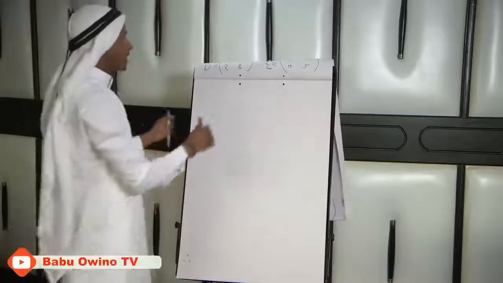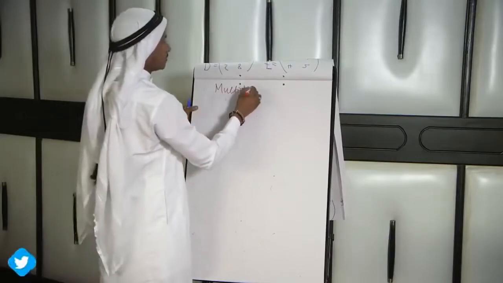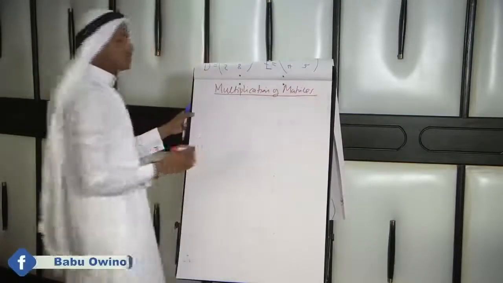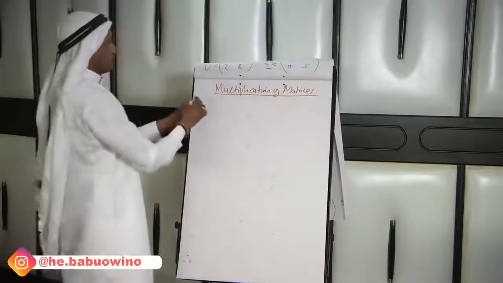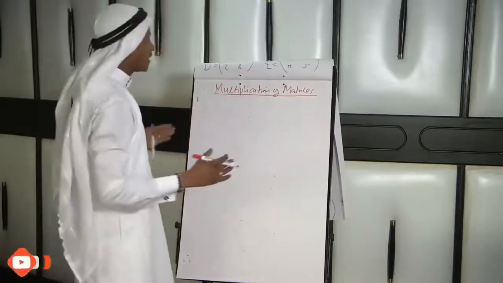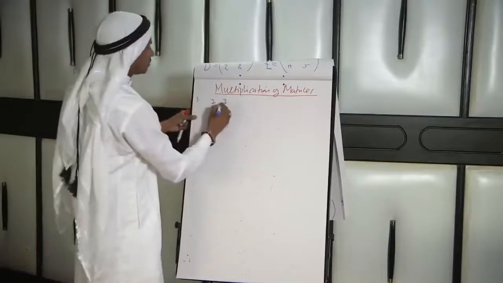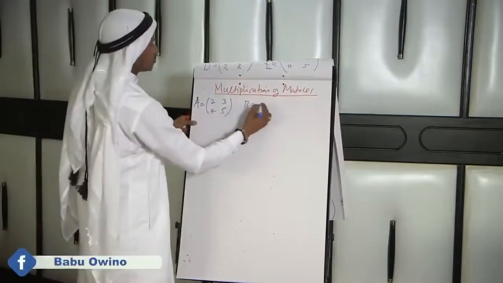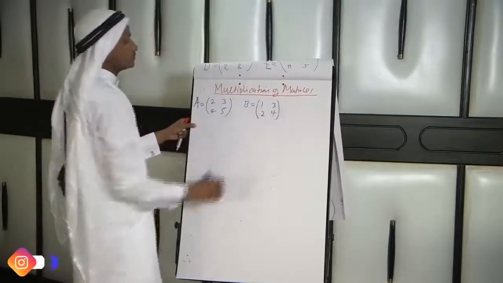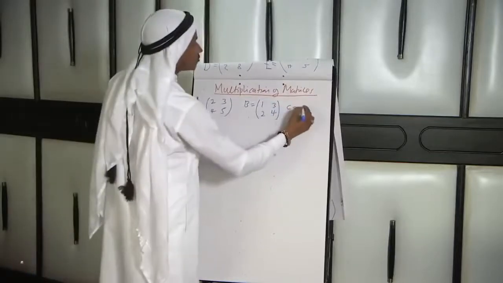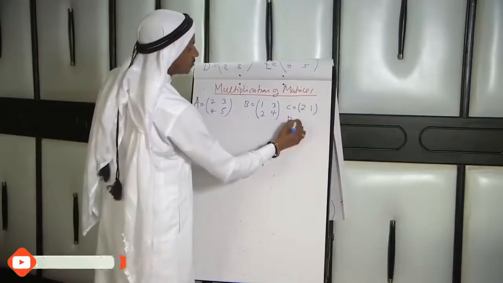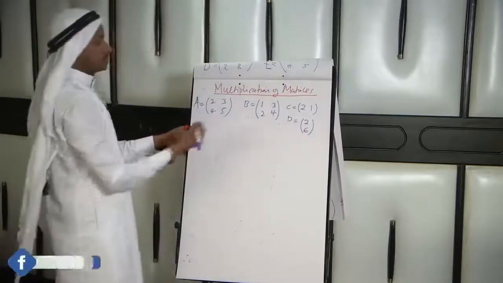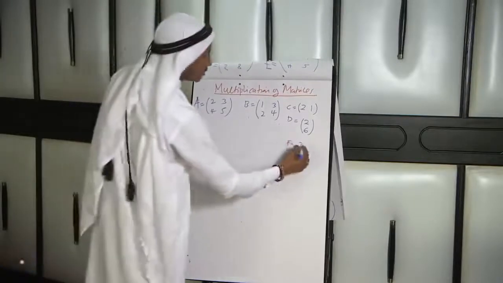From there we go to multiplication of matrices. In multiplication of matrices, I want you to be keen, class. If we write various types of the order of matrices, let's say A equals 2, 4, 3, 5. Then B equals 1, 2, 3, 4. Then C equals 2, 1. D equals 2, 6. And F equals 3, 2, 1.